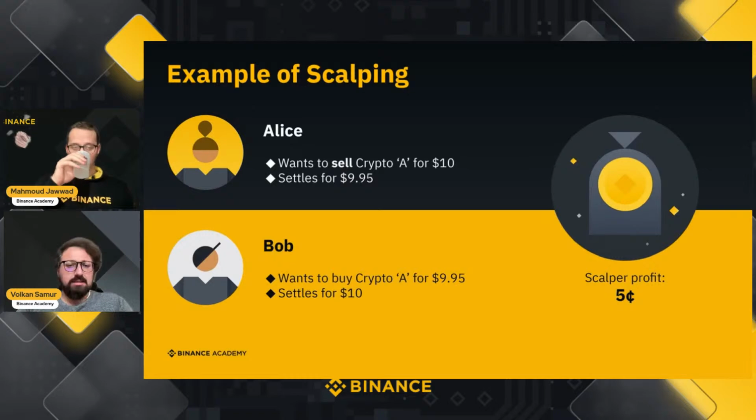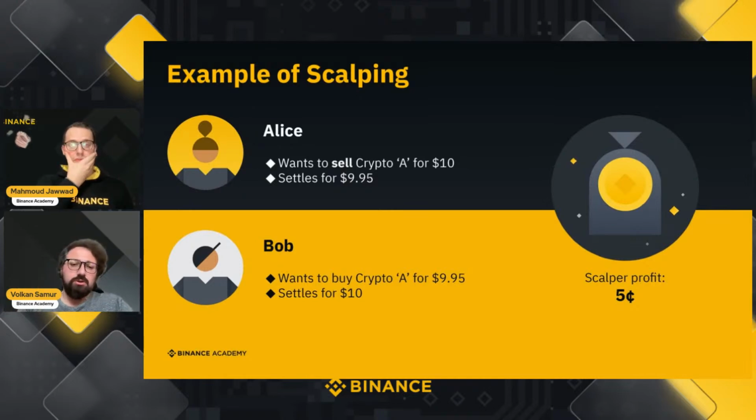Another investor, Alice, wants to purchase cryptocurrency A for $9.95, but sellers and scalpers only offer to sell it for $10. So Alice is also in a rush, so she decides that she will meet the scalper's offer and purchase cryptocurrency A for $10, because she's in a rush, right?